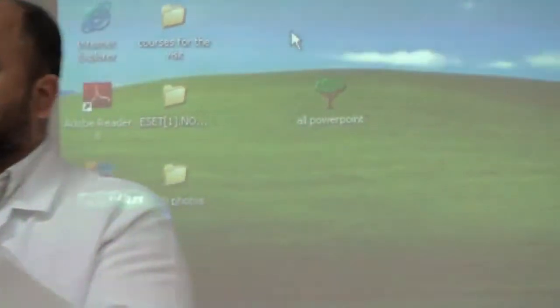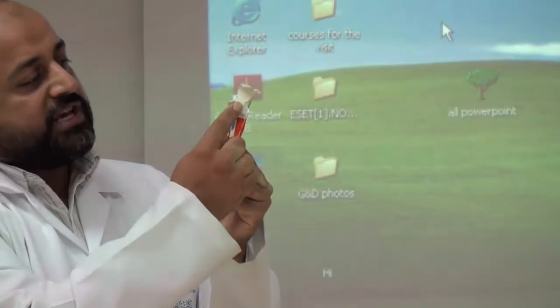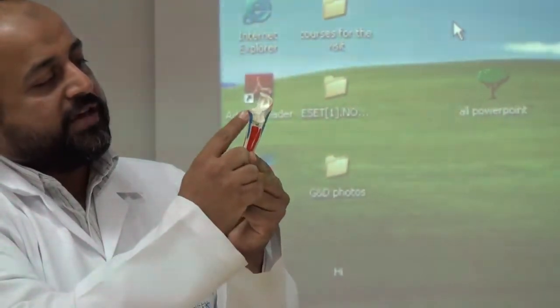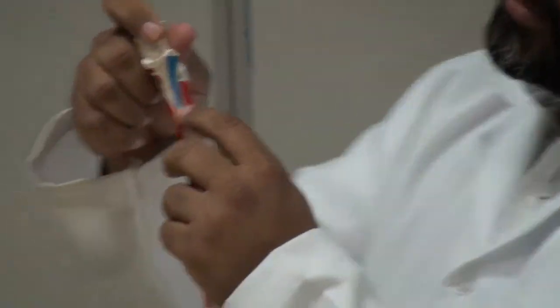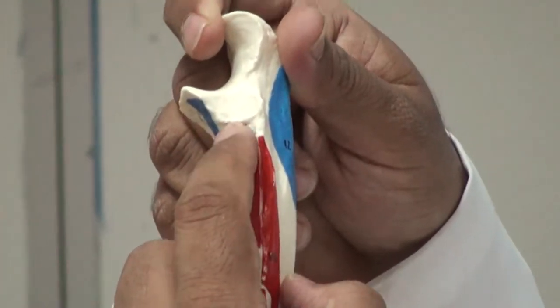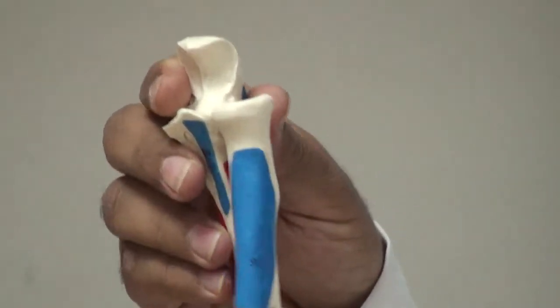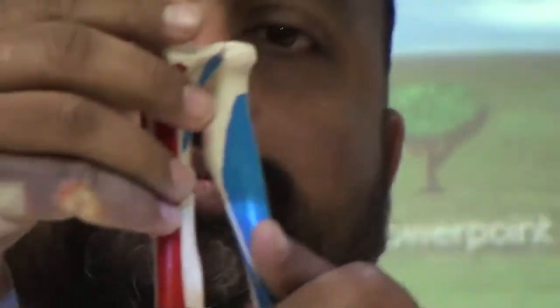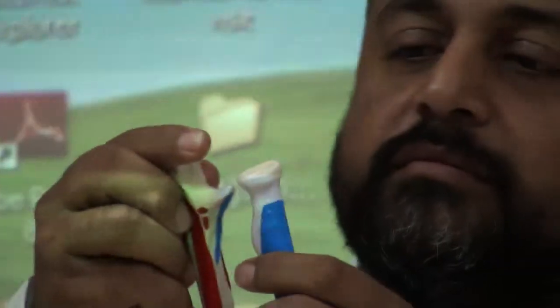Now, on the lateral side of this upper expanded end, there is a notch for the head of the radius. If you trace this downward, you will have a supinator crest. Below the notch, there is the supinator fossa, and this fossa is for the easy movement of the tuberosity of the radius. It gives space to the tuberosity of the radius to move in this area.